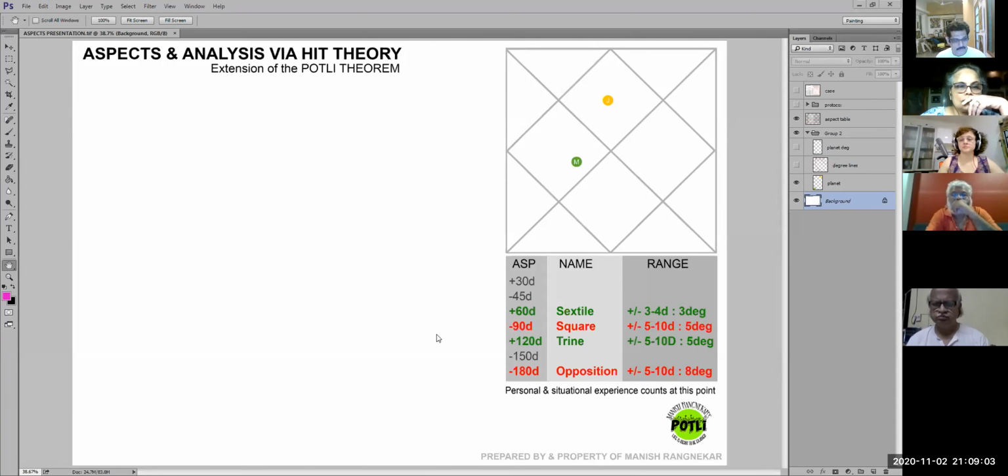Okay, so today what we are going to do is an extension of the Portly theorem, where we are going to learn how to exactly find out the hits. Here we are going to be using only the Rashi chart and some ancillary information which you can get in any software. So you are not dependent on that red and green software.